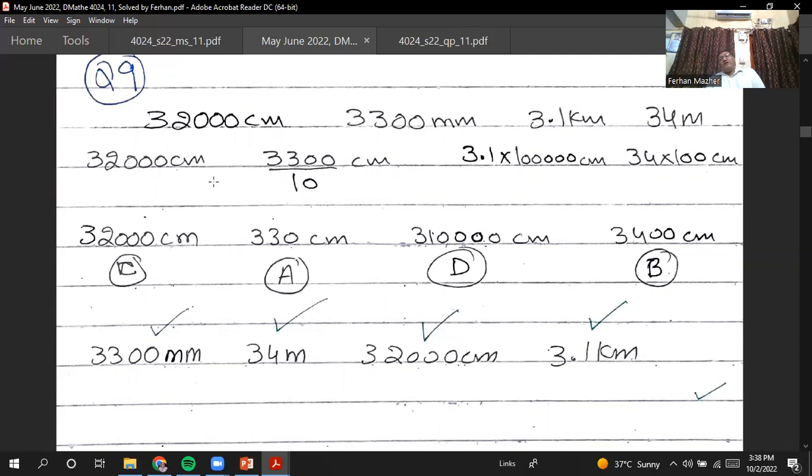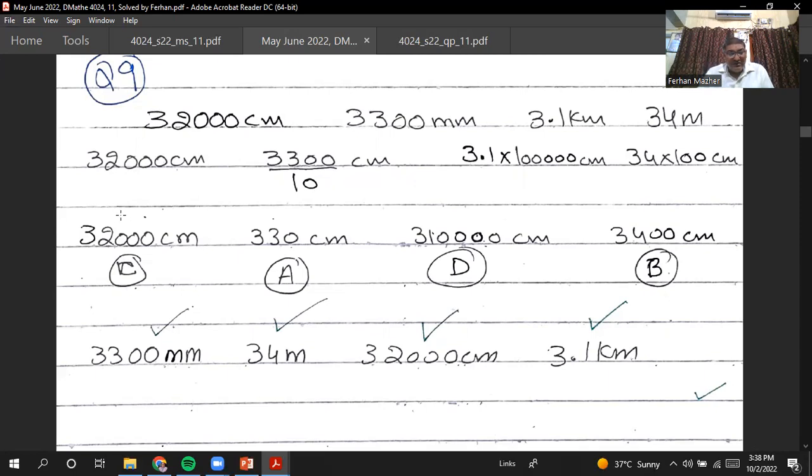So in 1 kilometer, there are 100,000 centimeters. So 3.1 into 10 raised to the power 5, or you can say it is into 100,000. So the kilometer will be converted into centimeter. Then you have 34 meters. If you want to convert meters into centimeter, you have to multiply with 100, because in 1 meter there are 100 centimeters.